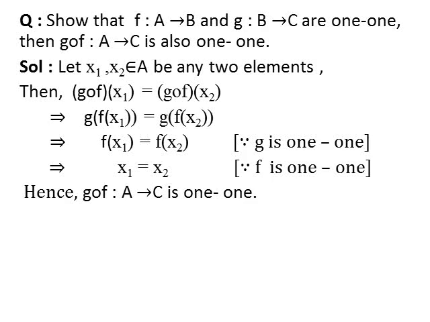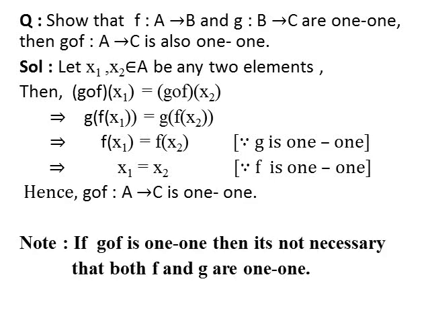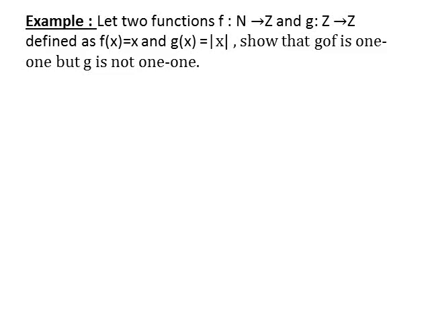So we conclude here that if two functions are 1-1, their composition is also 1-1. But the vice versa is not always true. If the composition of two functions is 1-1, then it is not necessary that both the functions are 1-1. Let's discuss it with one example. Let two functions f mapping from N to Z and g mapping from Z to Z be defined as f(x) = x and g(x) = |x|. Show that g of f is 1-1 but g is not 1-1.